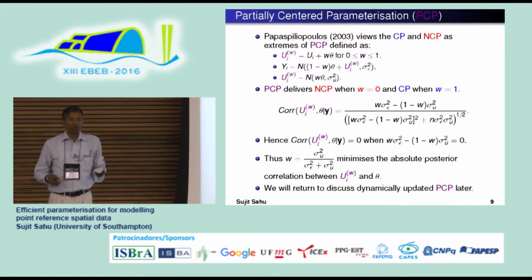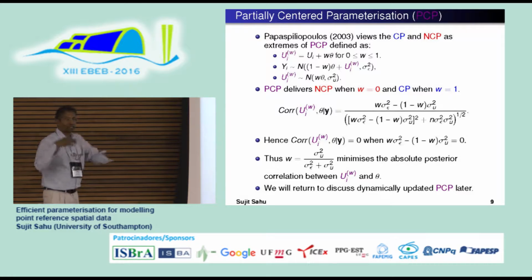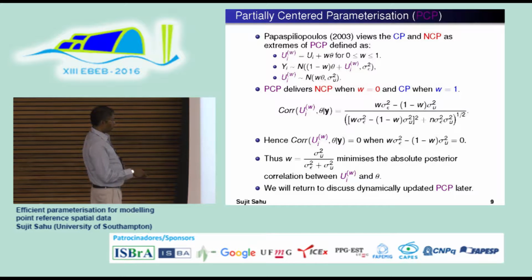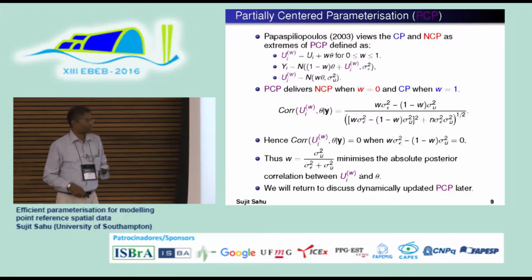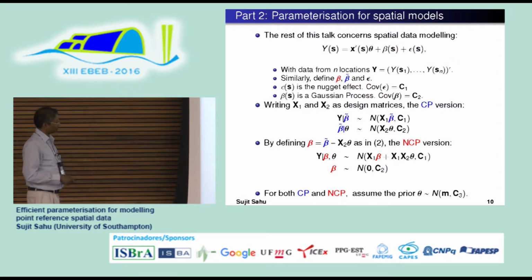What that means is that if there is no correlation, then we get the orange, and if we get the orange, we get immediate convergence, and that's so much easier. We'll return to discuss the correlation between u_i and theta, and this dynamically updated PCP, later. So this is my first sort of literature review.